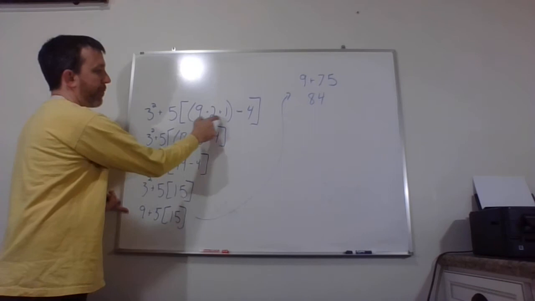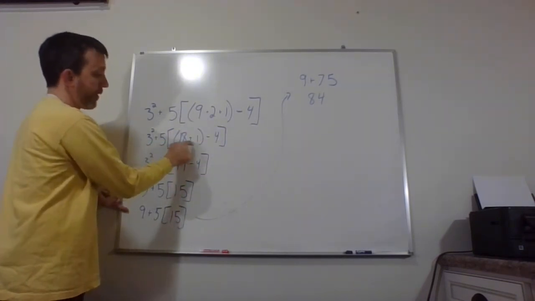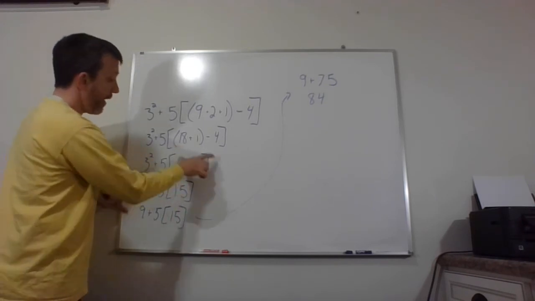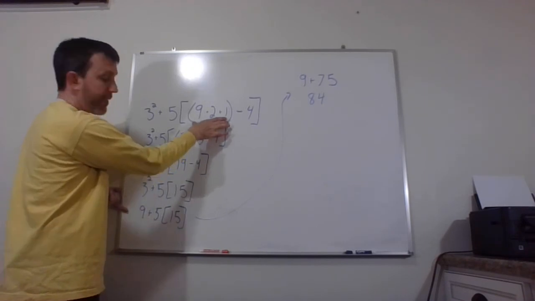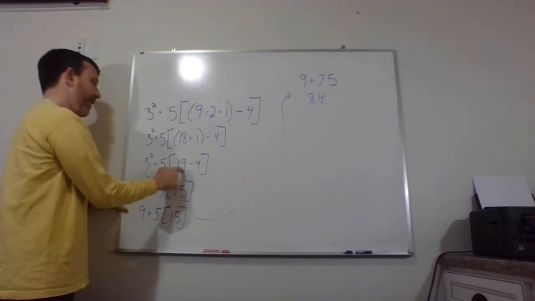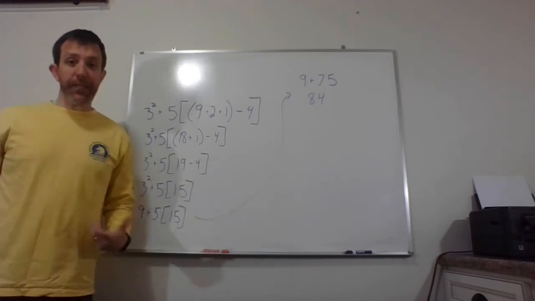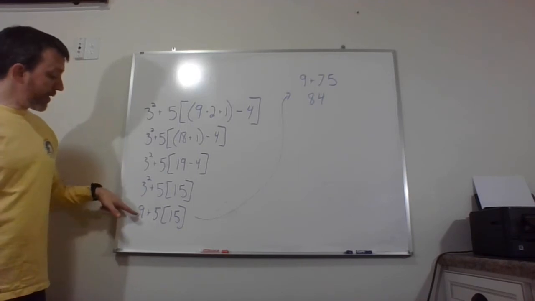Inside the parentheses, we have multiplication and addition. Multiplication wins, so we get 18. I'm going to keep doing my parentheses. 18 and 1 makes 19. Now I have to finish those brackets. We started on the inside with those parentheses on the inside. Now we're to the brackets. 19 minus 4 is 15. Great. We finished everything on the inside, so now we move on to exponents. 3 squared, 3 times 3 is 9.